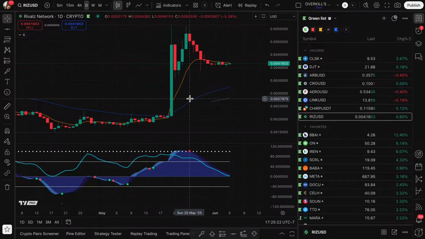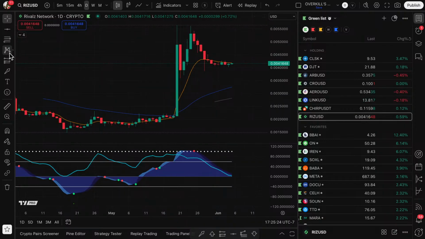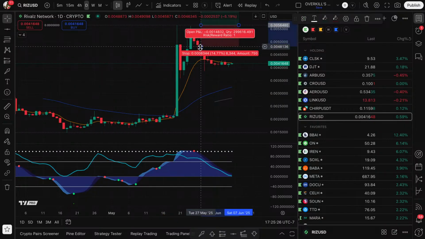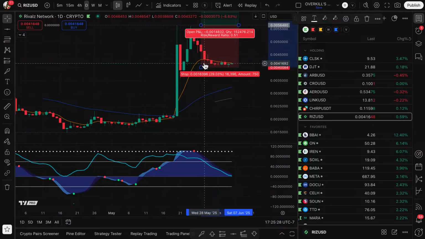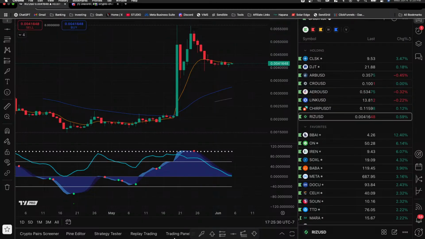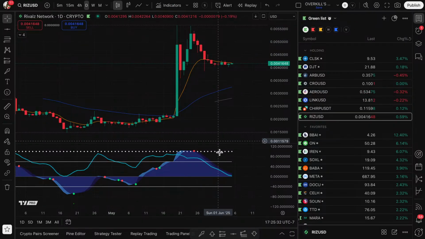I mean, it's already dipped. It went all the way up to 6, and then it dipped all the way down here to 4. So it's at about a 30% retracement right now, which is pretty good. That's on you, man, if you want to wait for the green dot. I like the fact that the stochastics are down here again. This is a long-term play.